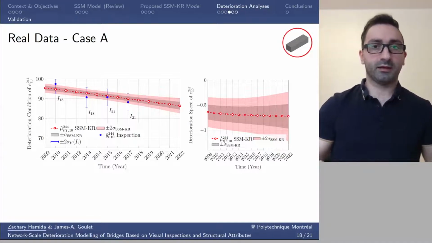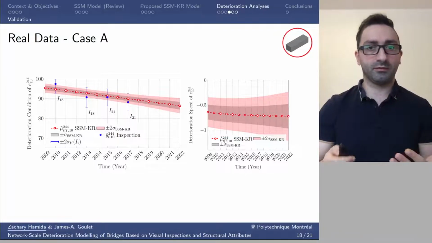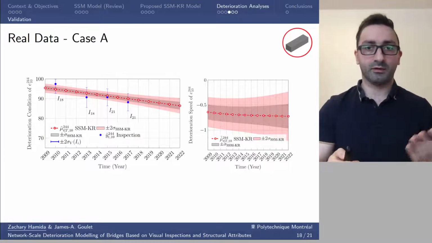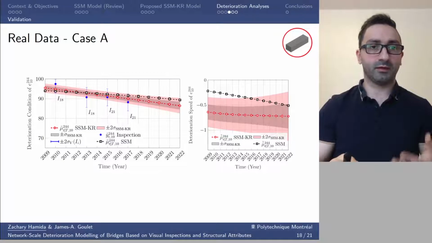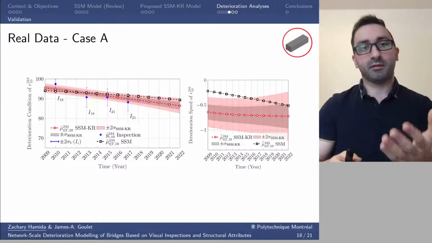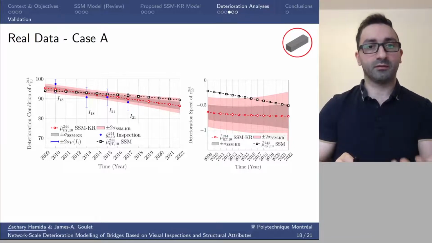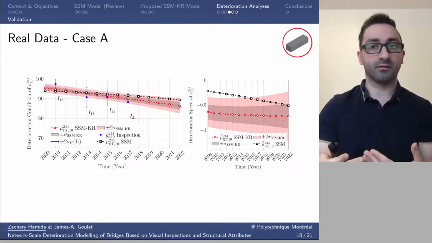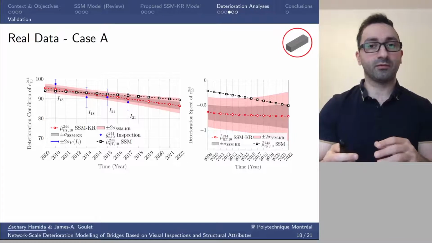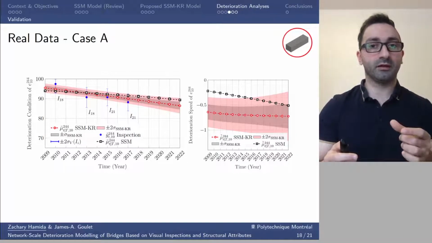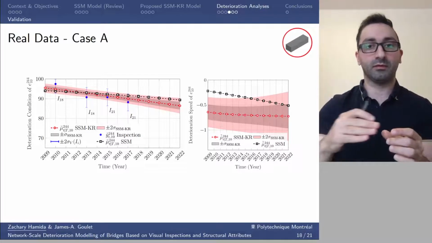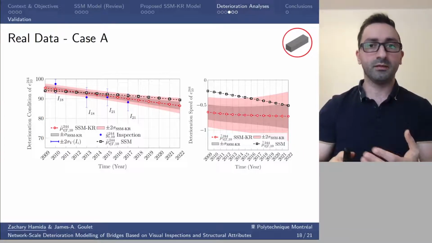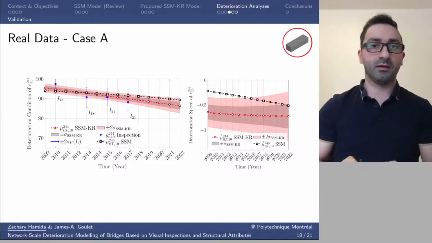Here, it's a real case. We don't have access to the true deterioration curve. However, since we are comparing our SSM-KR model versus the SSM model only, we can plot the SSM model performance. And as you can see, the SSM-KR model shows a better adaptation to the observation data. This is because we have a better estimate for the initial speed. So it shows a more resilient transition over time for the deterioration speed for the SSM-KR compared to the SSM model, as we see on the right graph.